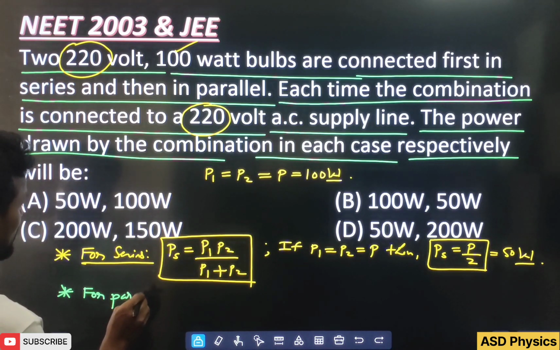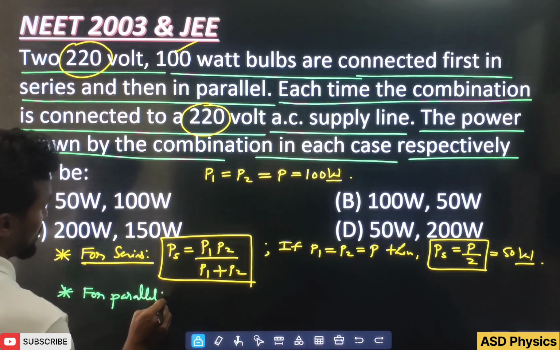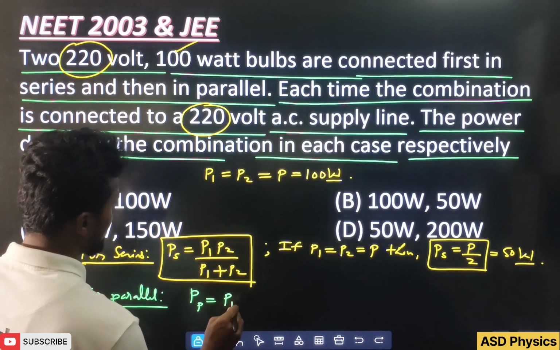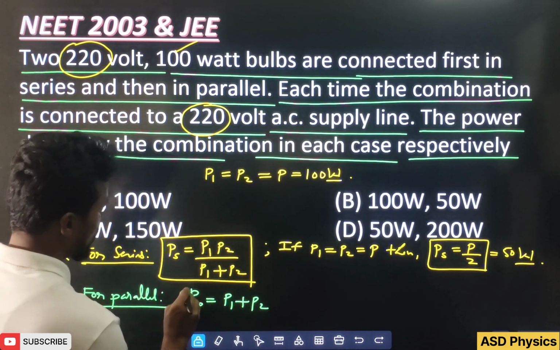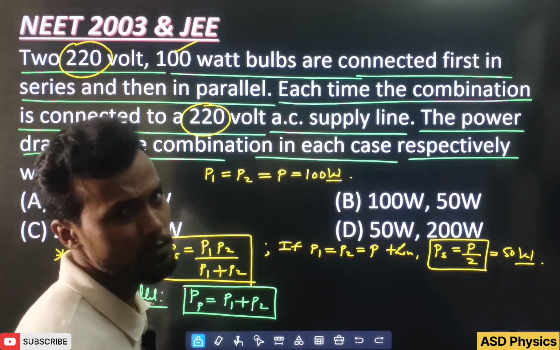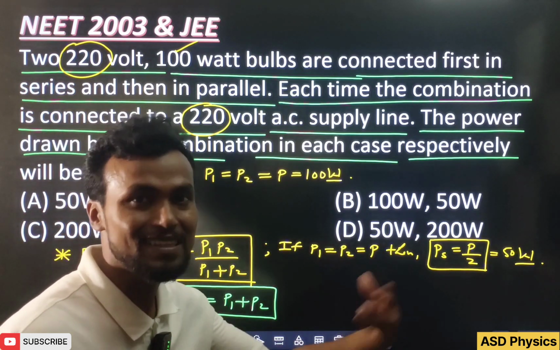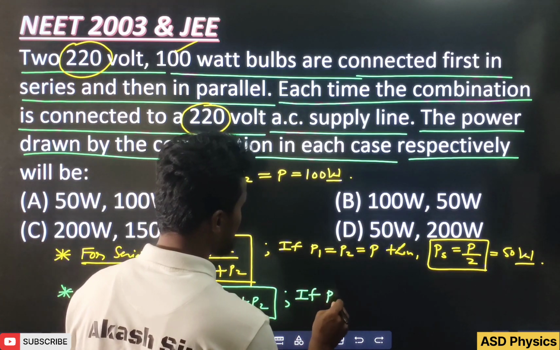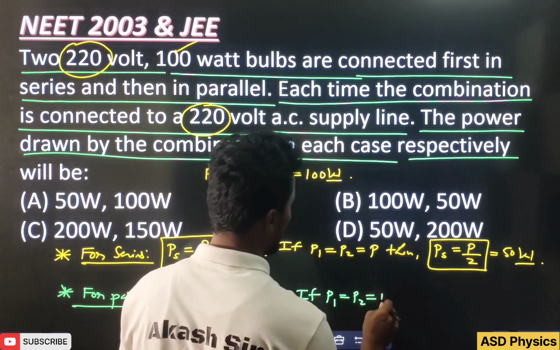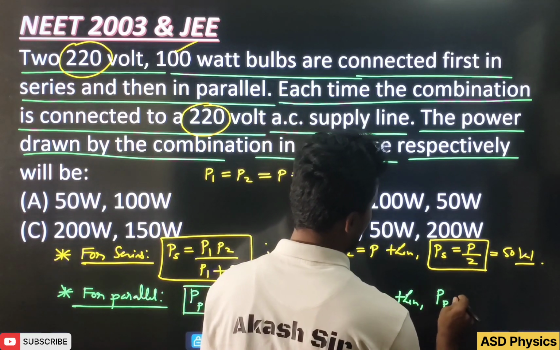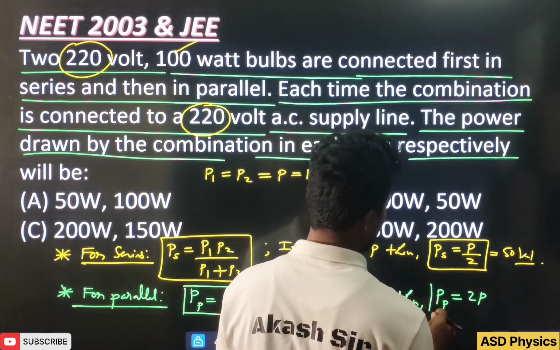For parallel, what will happen? Remember that here this PP is given as P1 plus P2. For 3 bulbs means P1 plus P2 plus P3, 4 bulbs means P1 plus P2 plus P3 plus P4 like this. Now if I use the special condition again, P1 equal to P2 equal to P, then in parallel it will become P plus P means 2P.